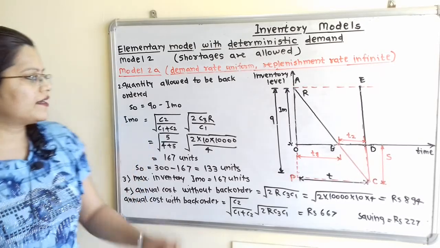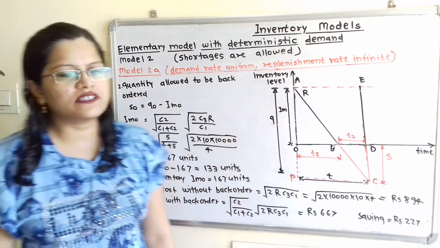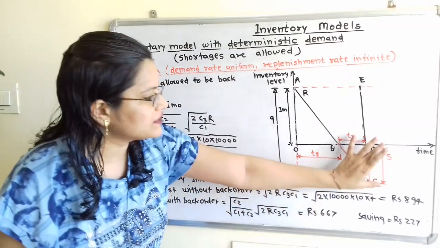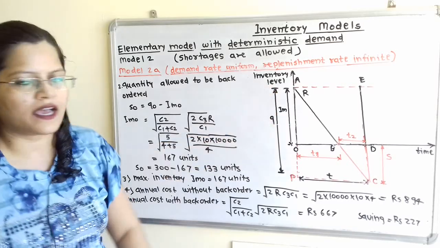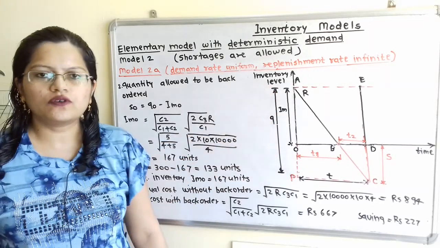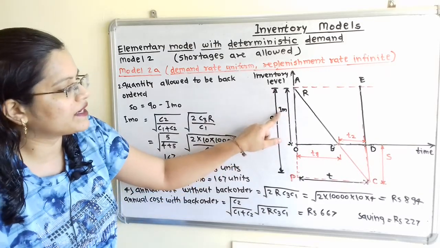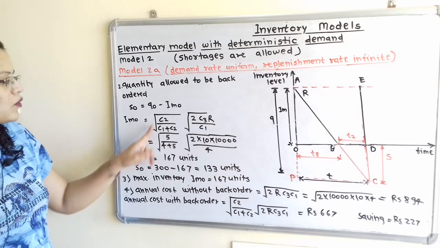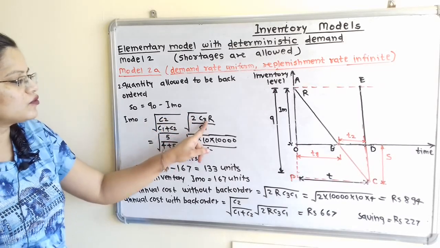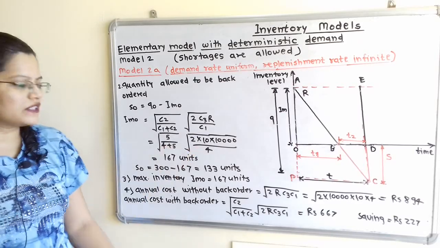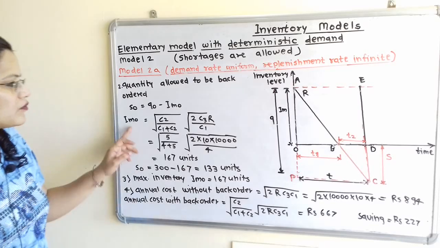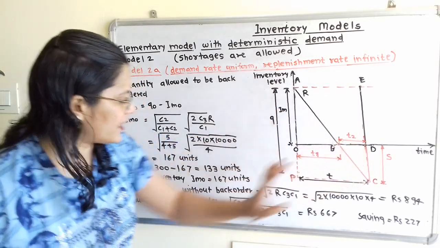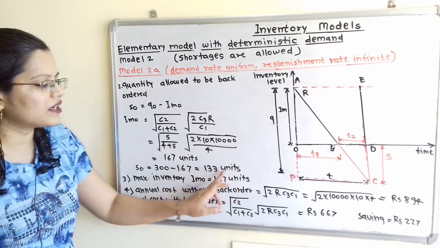Now second question, quantity allowed to be back ordered. If we observe this graph, we have to find out this value of shortage S. So how to find out this value? From this graph, this S is equal to Q minus I. We have optimal lot size QO, so we will find out the optimal maximum inventory, that is IMO, by using the formula. IMO is equal to under root of C2 divided by C1 plus C2, under root of 2 C3 R by C1. Now if we put the values, we will get the answer 167 units. So this value is 167 units and value of QO is 300 units. So what is the value of S? That is 300 minus 167, 133 units.